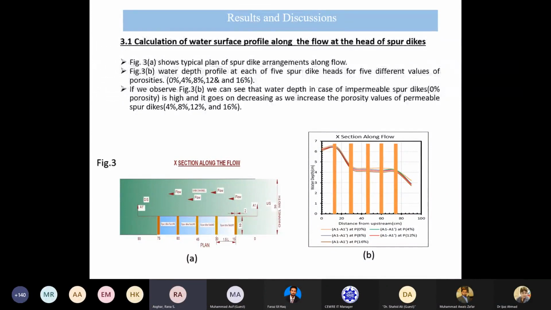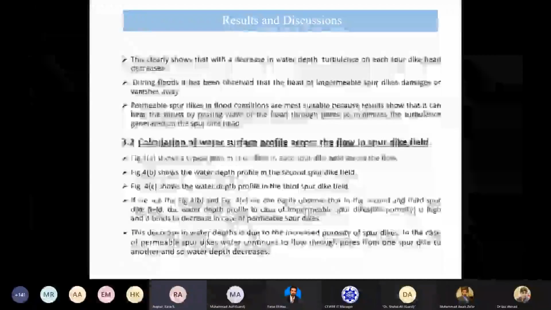And if you see figure 3b, these are the results in the form of graphs. The orange line shows the water surface depth at 0% porosity. The green line shows the water level depth at 4% porosity, and similarly the purple line, red line, and brown line. The brown line shows the water depth at head of each spur dike at 16% porosity. And here are the results.